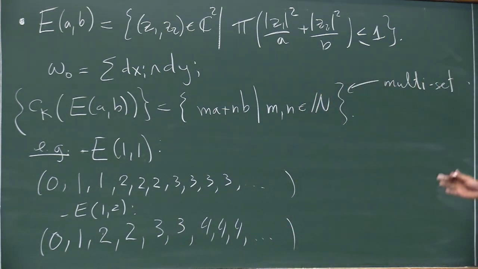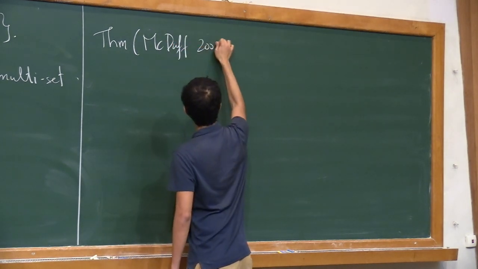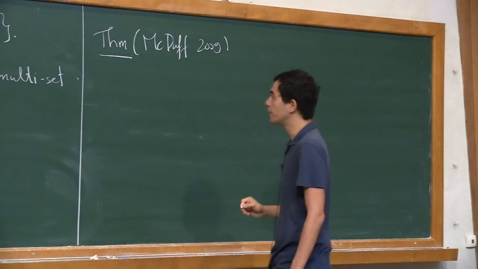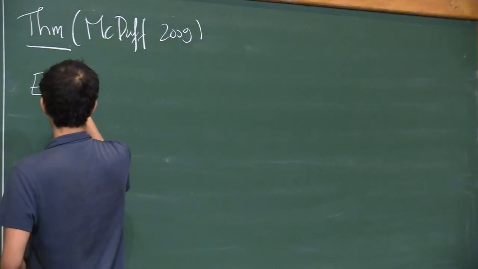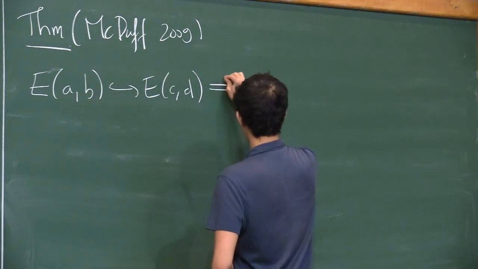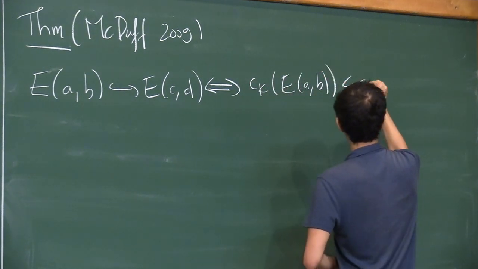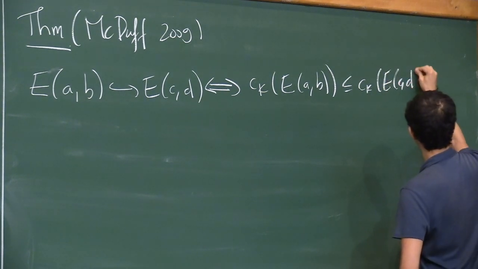Okay? So I told you this. And I could give a whole talk on symplectic embeddings, which I have done before here. So I won't do that. I'll just say one theorem so you can see the power of these numbers. I'll just mention the theorem by Hutchings-McDuff from 2009, which says that a four-dimensional ellipsoid, E(a,b), embeds into E(c,d) if and only if these numbers c_k of E(a,b) are less than or equal to the number c_k of E(c,d) for every k.